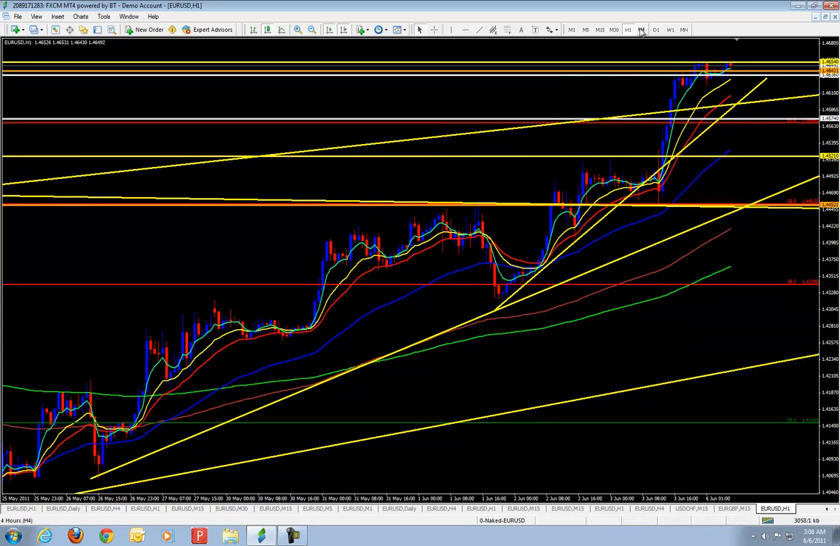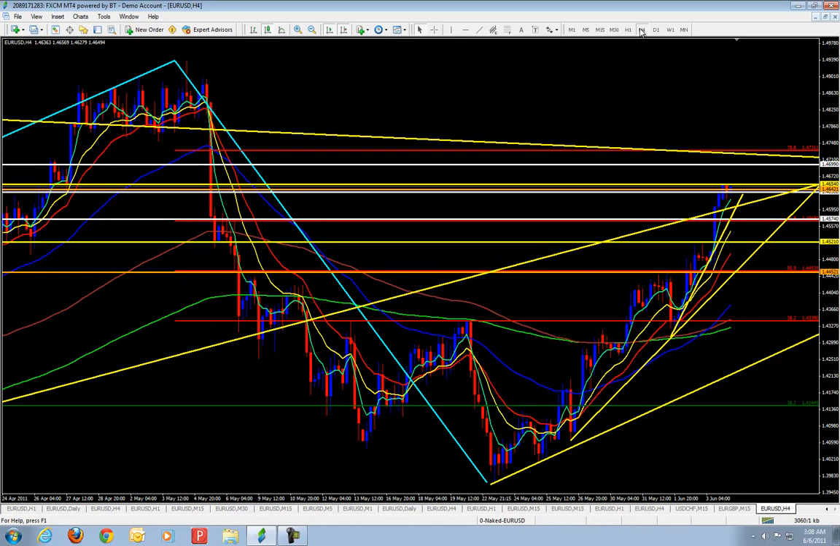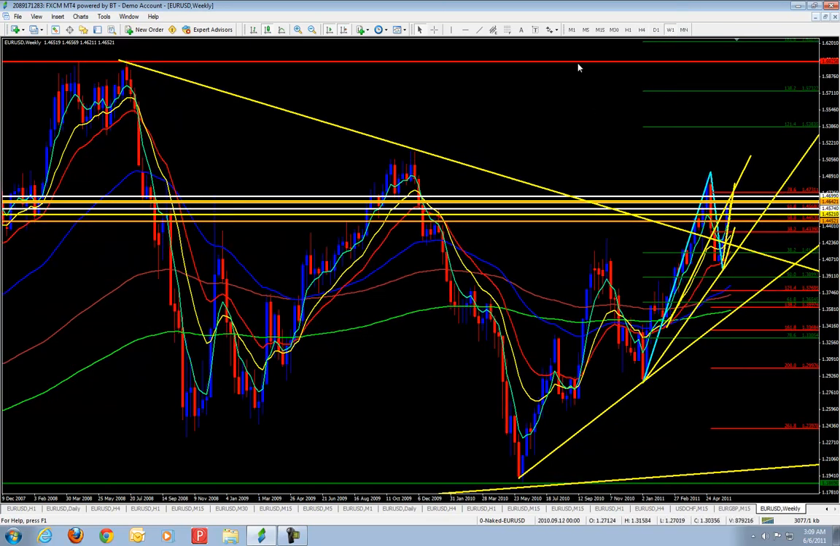This is fractal geometry. Trading is all about fractal geometry. Every piece is just a smaller piece of the entire picture. So the 15-minute is just a building block of the 1 hour, and the 1 hour is a building block of the 4 hour. Let me turn this into a weekly chart for a second.